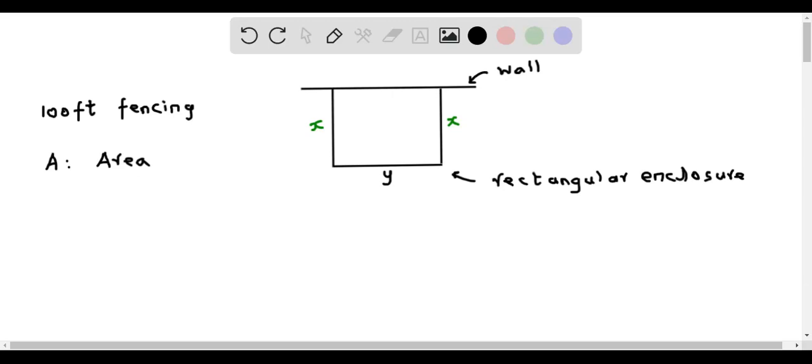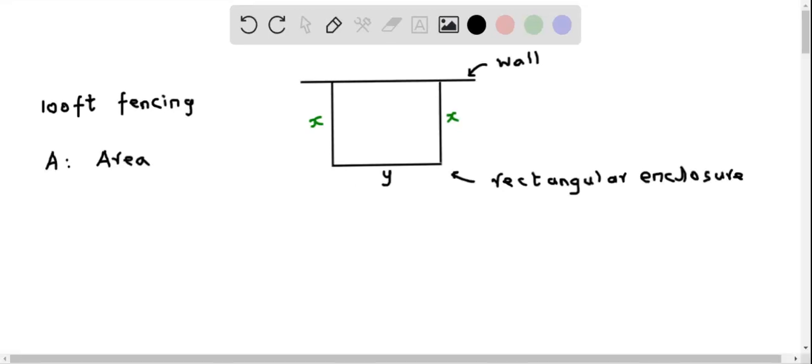Here we build a rectangular enclosure which is against the wall with 100 feet of fencing. Let x represent the length of each of the two sides which touches the wall, and y represents the length of the side which is parallel to the wall. And in this situation, we have to determine the side lengths so that the area is maximum. So let's see how to determine that.